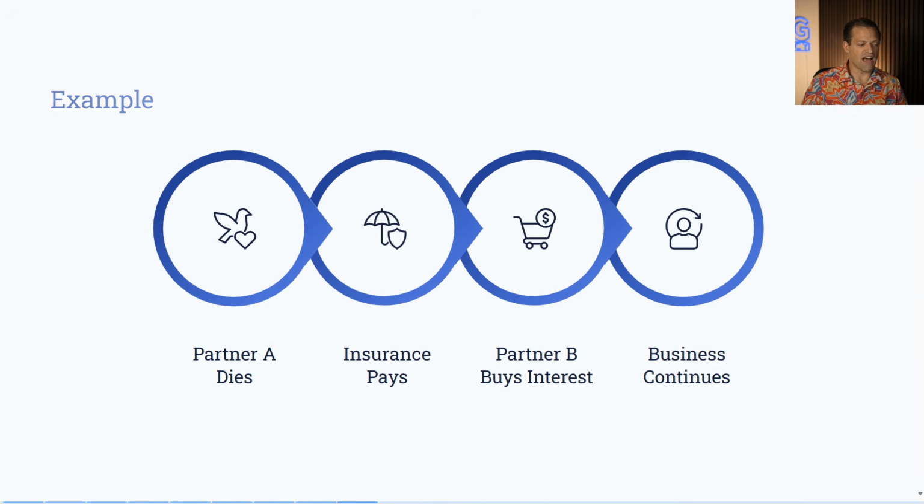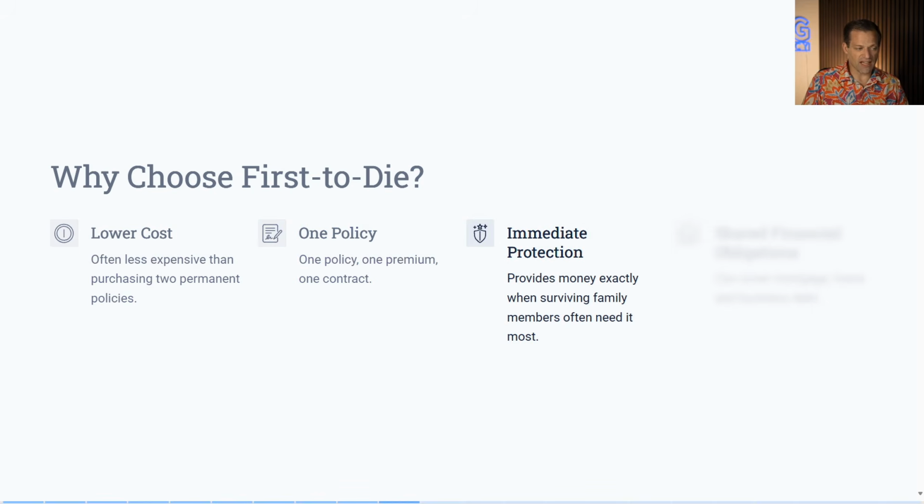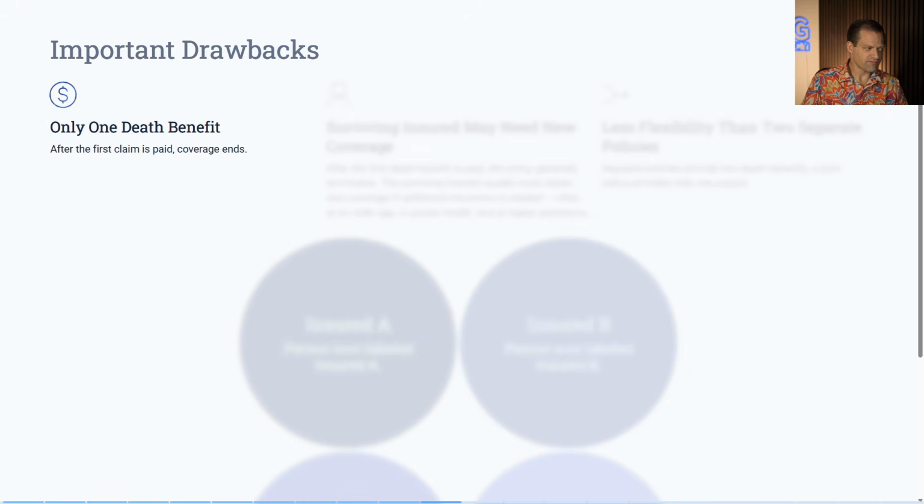Again, partner A dies, insurance pays. Partner B is legally obligated by contract to buy the interest, pay off the survivors, and then the business continues. So why choose a first-to-die plan? It typically is a lower cost because it pays sooner rather than later, and it's less expensive than two permanent policies. One policy, one premium, one contract. There's immediate protection. It provides money exactly when the surviving family members need it most, and it covers those shared obligations very well.